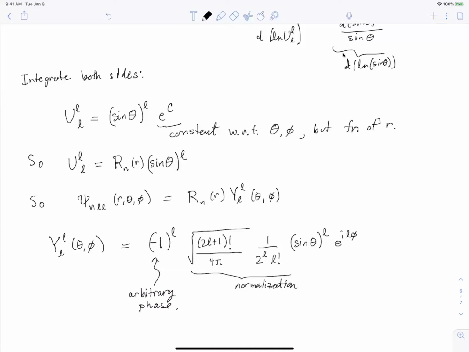All right, so that's it for today. Oops, sorry, I went a little bit over. But we'll talk more about the spherical harmonics and how they are related to angular momentum next time.